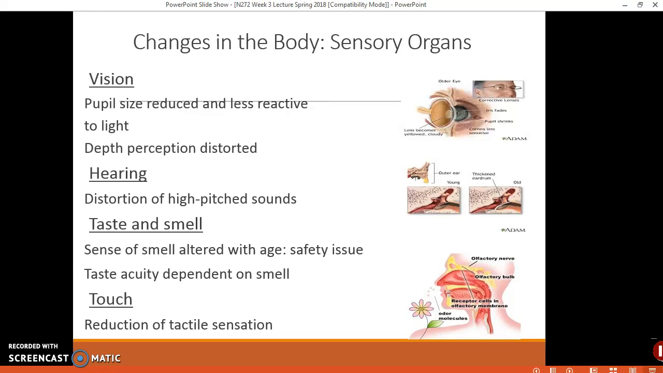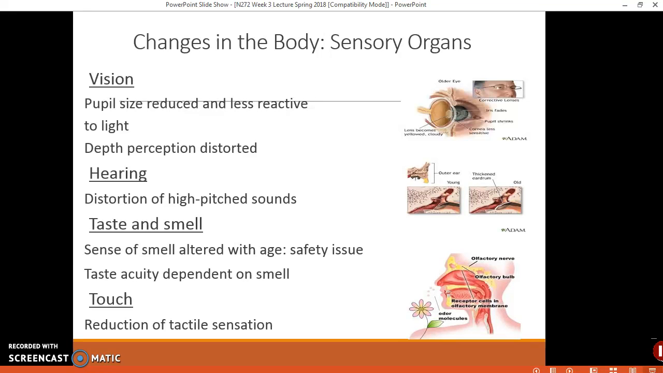And then taste and smell, sense of smell altered with age. Safety issues also become a problem with taste and smell. Taste acuity is dependent on smell. So if they don't have the ability to smell, then they don't necessarily get the full flavor or taste of food as well.